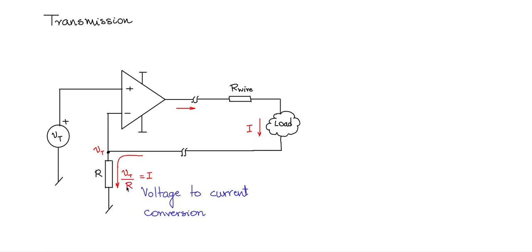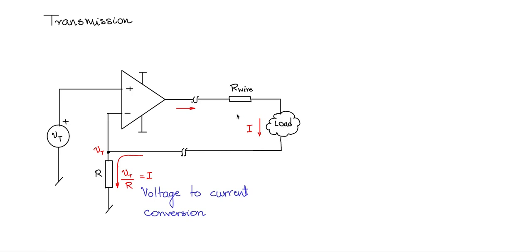So VT by R. So I is proportional to VT, with the proportionality factor 1 by R, and I into the load resistance will be the final output. So it's the same current as decided by this R that is going to flow through the remote side load.